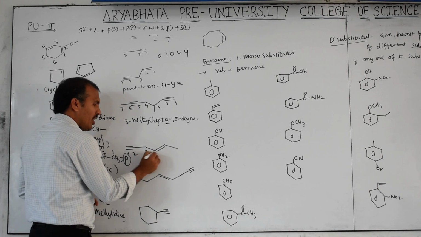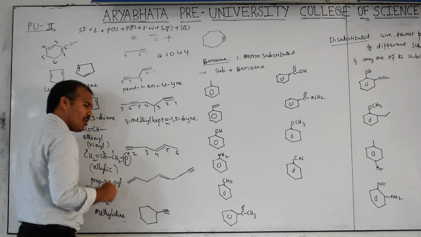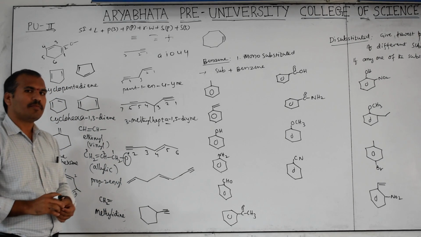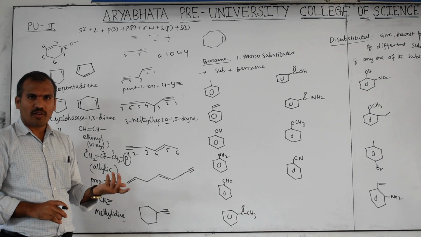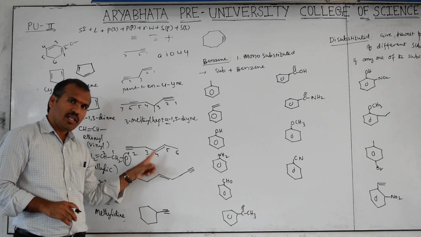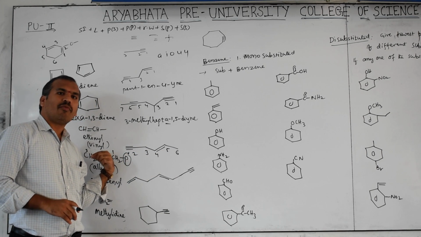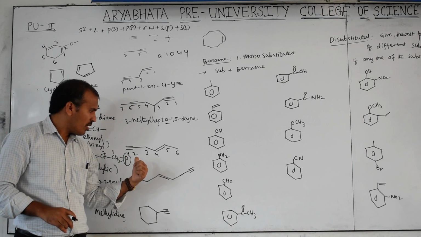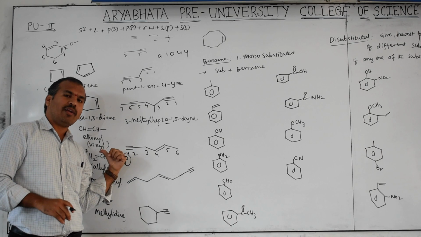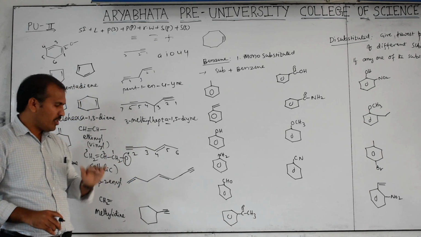1, 2, 3, 4, 5, 6. Come on, write the name. Hex. Now we have to follow alphabetical order. Hex-4-en, E removed, and 1-yne. This is the IUPAC name. Come on, this one.